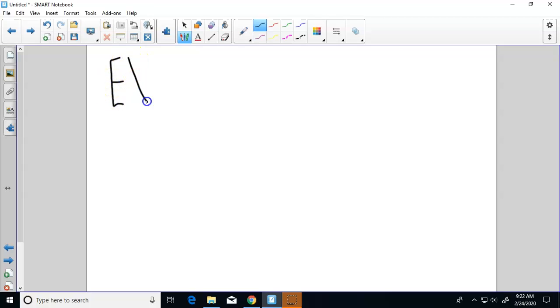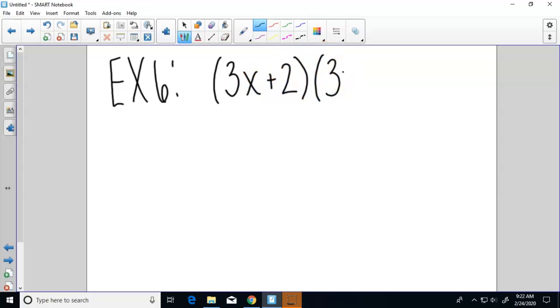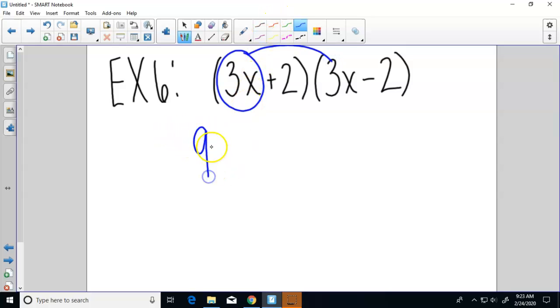Let's do example 6. Okay. Example 6. Let's do 3x plus 2 times 3x minus 2. All right, Ian, this one's yours. What would we do here? Very good. What's that going to give us? Squared. Good. All right, then what would we do?